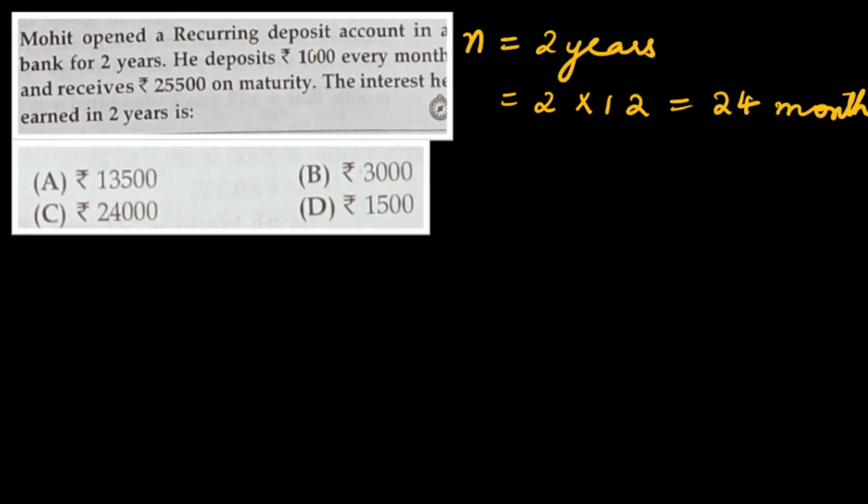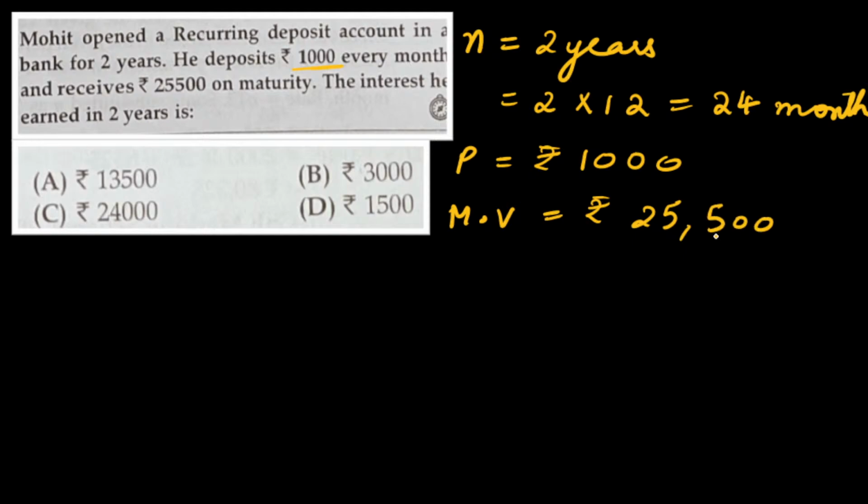Then the amount deposited every month is 1000. That means P's value is also given to us. P is equal to rupees 1000, and the person receives, at the time of maturity, what is known as the maturity value. So maturity value is also given to us: 25,500. What do we have to find? Interest we have to find here.